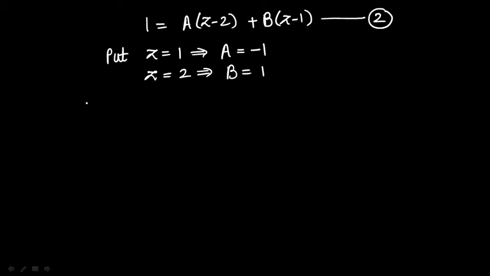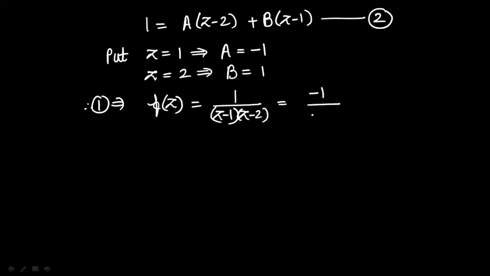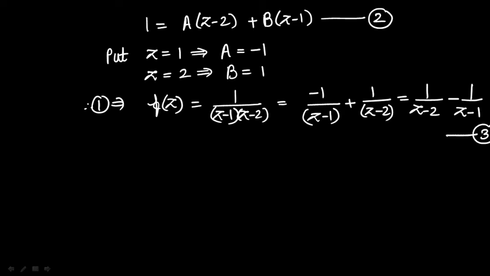We substitute this a and b value in equation 1. Therefore, equation 1 implies f of z, that means 1 upon (z minus 1)(z minus 2), its value equal to a is minus 1 upon z minus 1 plus b into b is 1 upon z minus 2. If we write down here the positive value first, that means 1 upon z minus 2 minus 1 upon z minus 1. Use here equation number 3.